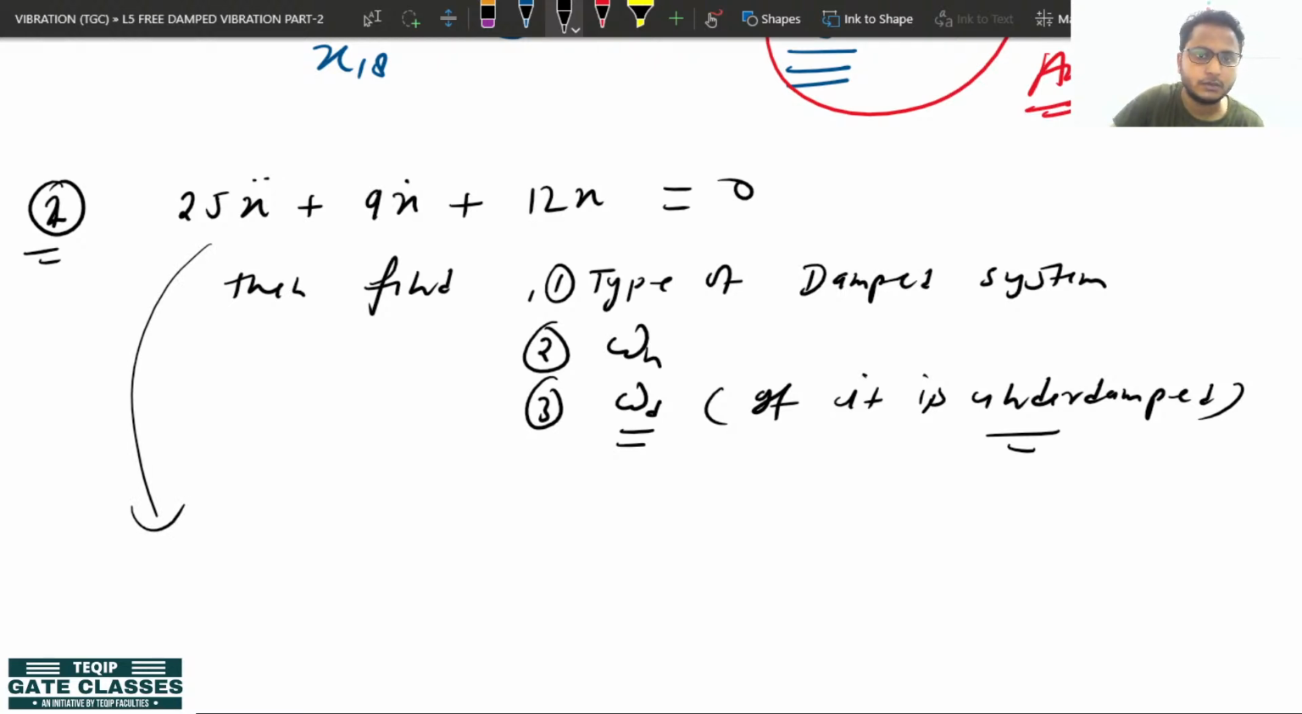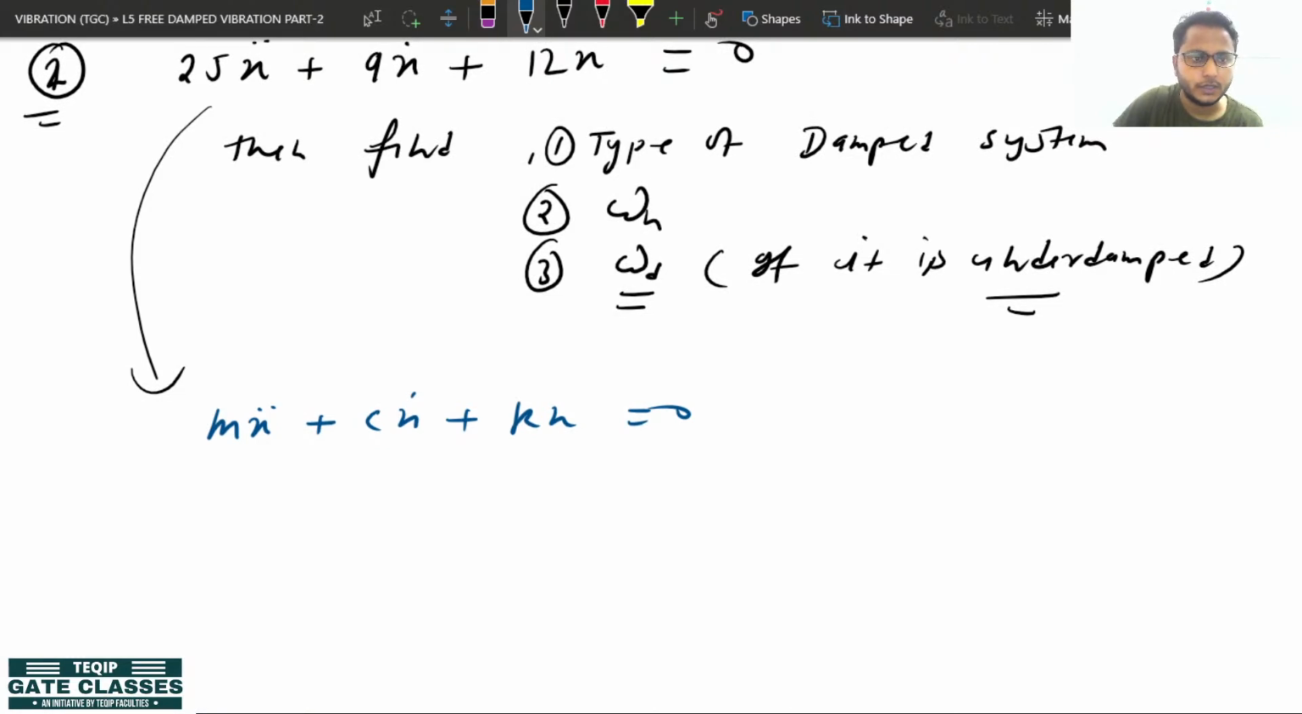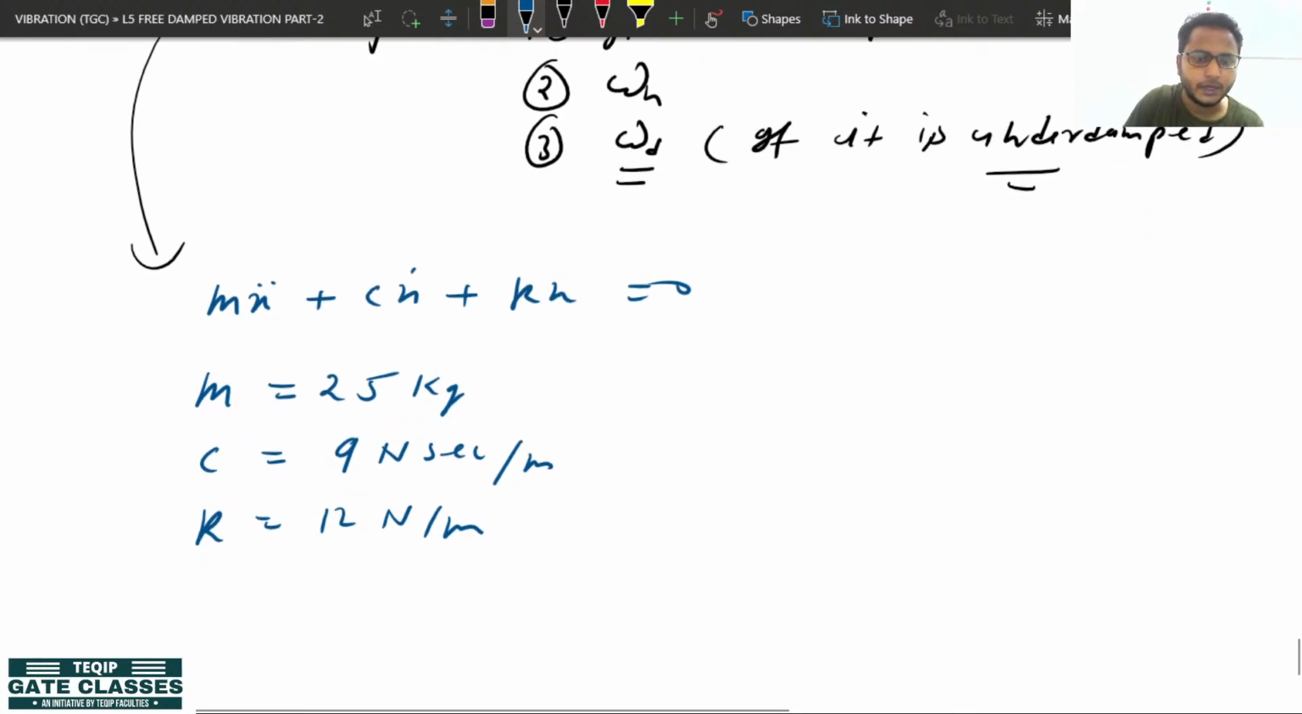by comparing with our original equation, meaning we have m x double dot plus c x dot plus k x equals 0. So what is the value of m? M equals 25. What is the value of c? The value of c is 9 Newton second per meter. What is the value of k? K is 12 Newton per meter, right?